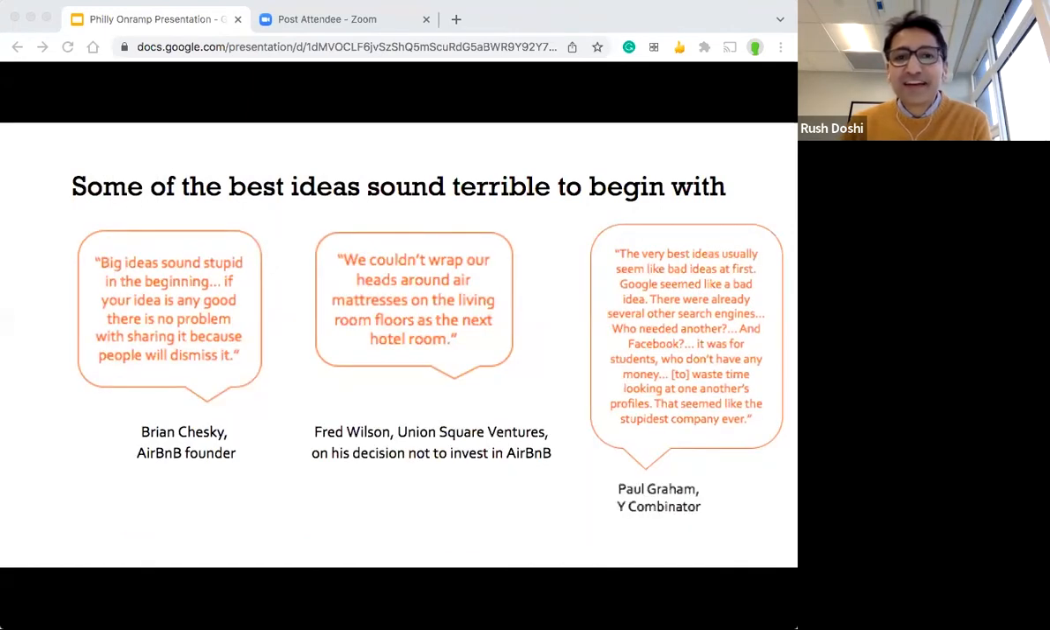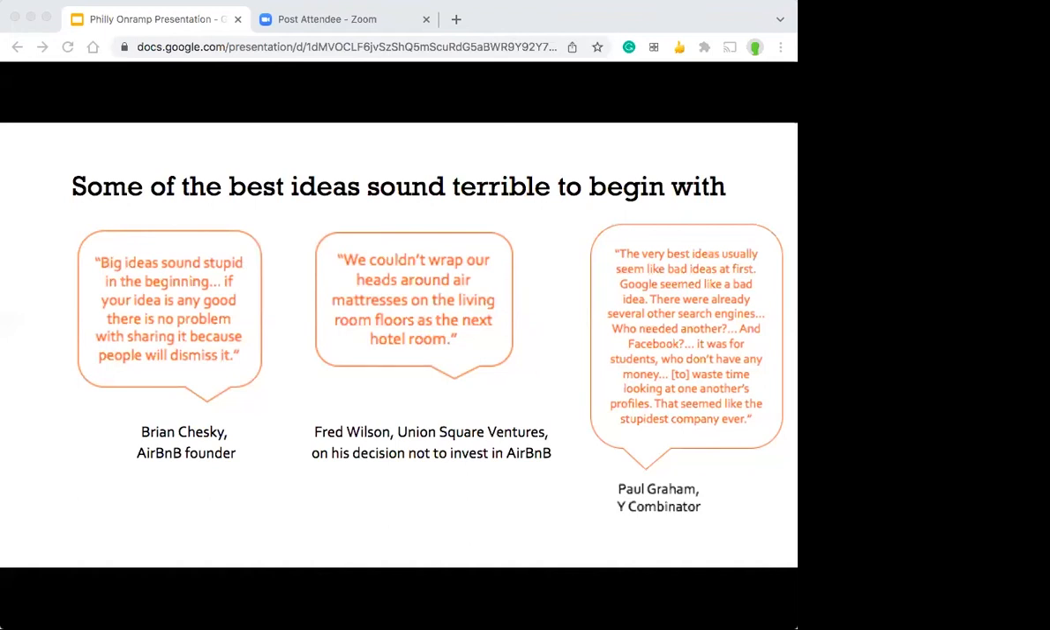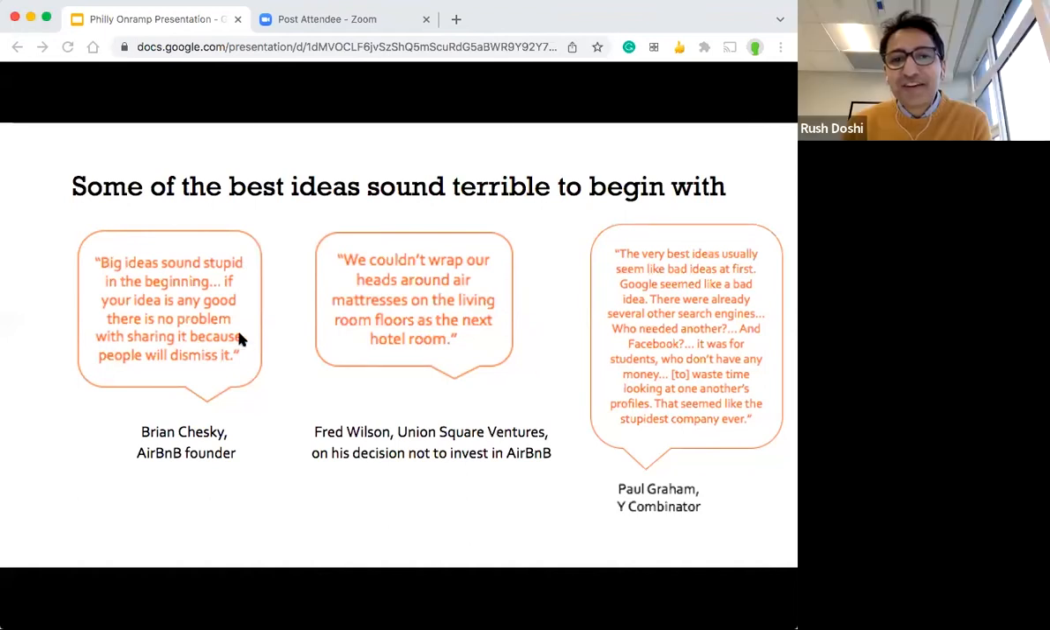And if you look at it, Brian Chesky, the founder, has a great thing for everyone to think about, right? Early on, big ideas sound really stupid in the beginning, and then, if your idea is any good, there's no problem with sharing it because people will dismiss it, and that happens.